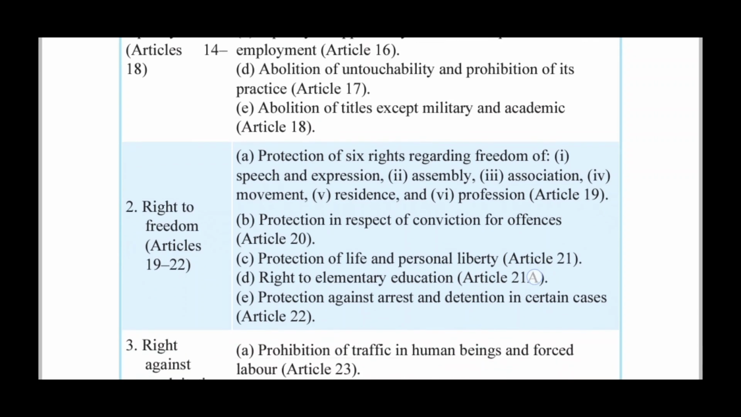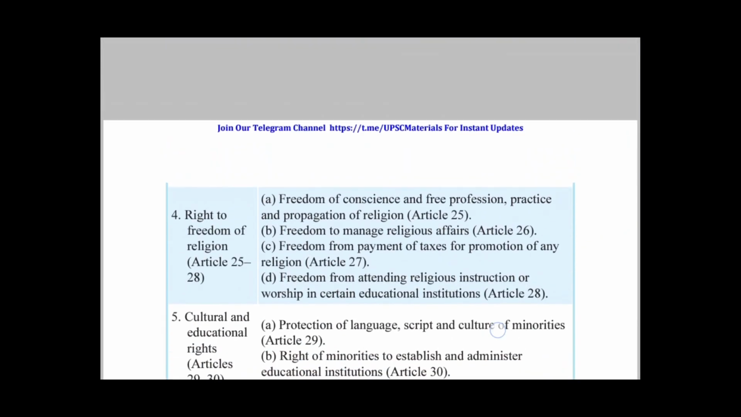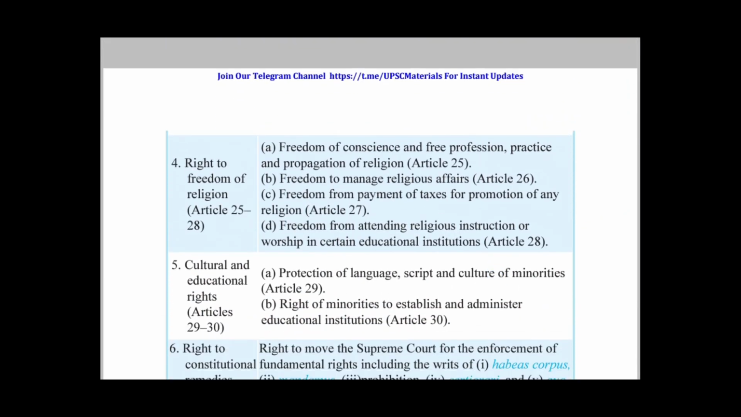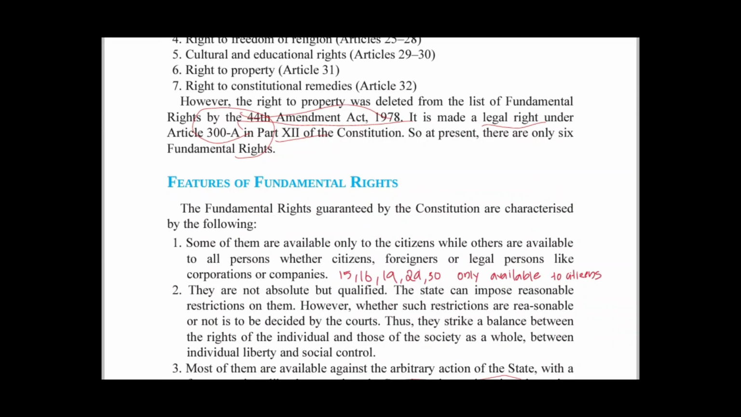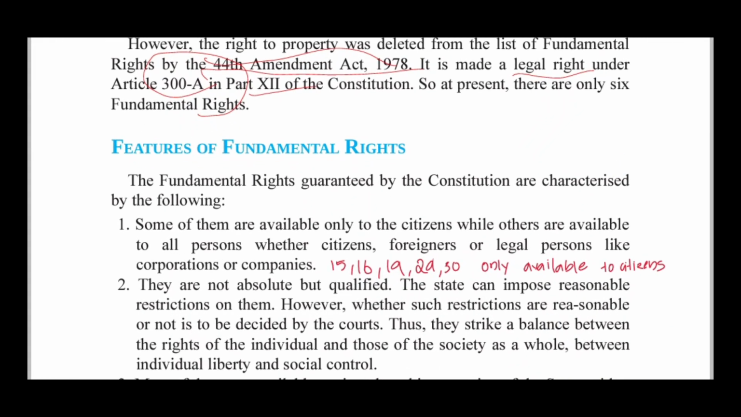The next one is Article 29. Article 29 is about protection of language, script and culture of minorities. So this is also not available to foreign citizens, and Article 30 is also not available for foreign nationals. They are right of minorities to establish and administer educational institution. So these articles or fundamental rights are not available for the foreign nationals.